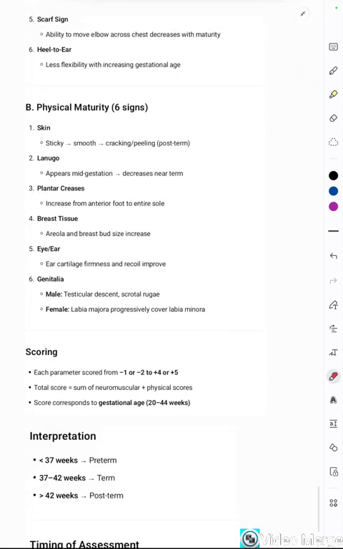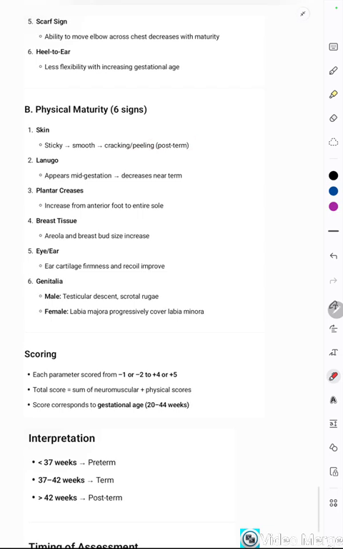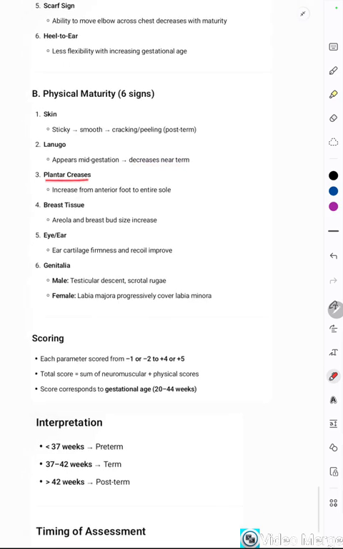Then the physical maturity. Again there are six signs. The skin: in the skin we talk about the texture, transparency, and cracking or peeling of the skin, which is present in post-term infants. Lanugo are the soft, thin hairs that appear and they decrease near the term. Then the plantar creases. Then breast tissue, that is the areola and the breast bud size, which increases with the age. Then eyes and ears, we talk about the ear cartilage firmness and the pinna recoil.